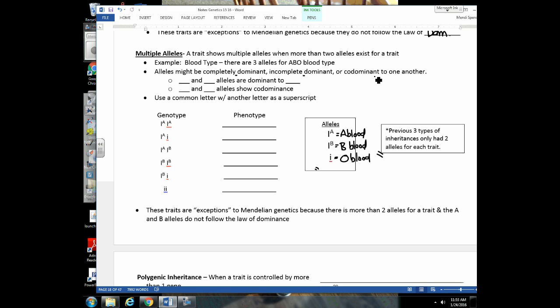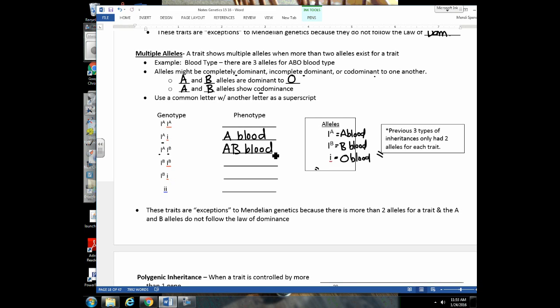In this situation with the blood type, both A and B alleles are dominant to O. So if you have a copy of A, which you have here, and you have a copy of O, you're going to have A blood. That A allele is dominant to that O allele. Now, if you have A and B together, then they are codominant to one another. So here's a situation where you have an A allele and you have a B allele, and your blood is AB blood.